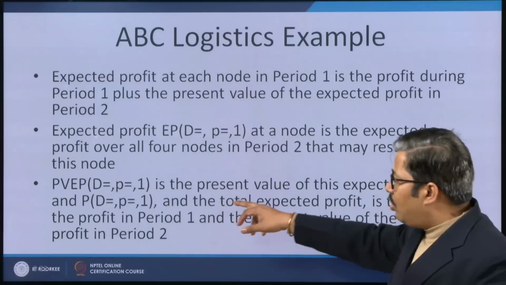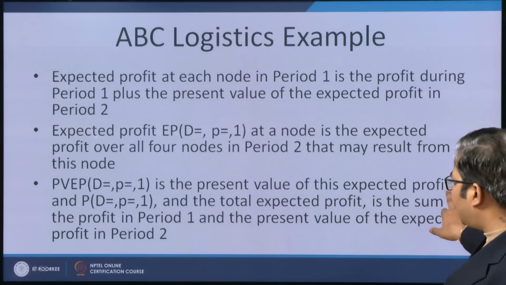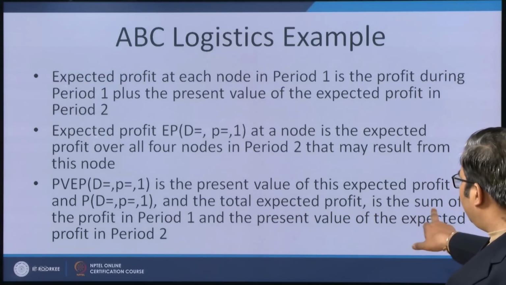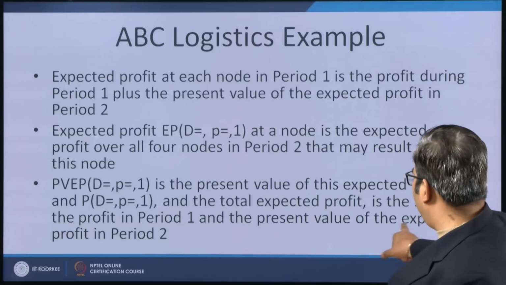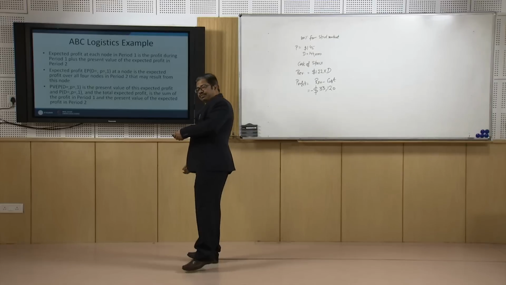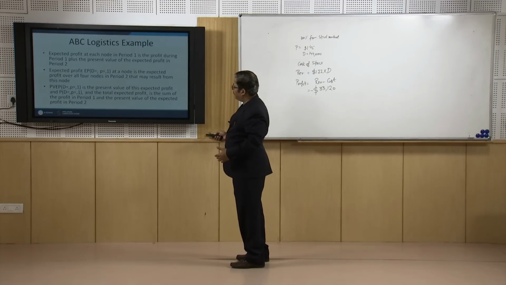So, present value of expected profit is the present value of this expected profit, and the total expected profit is the sum of the profit in period 1 and the present value of the expected profit in period 2. So, this is about time period 1.